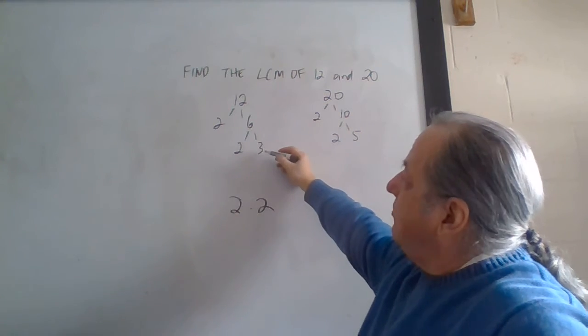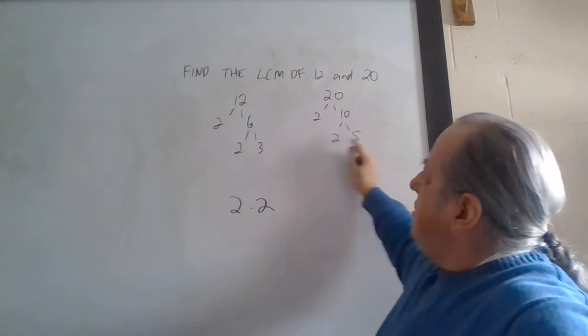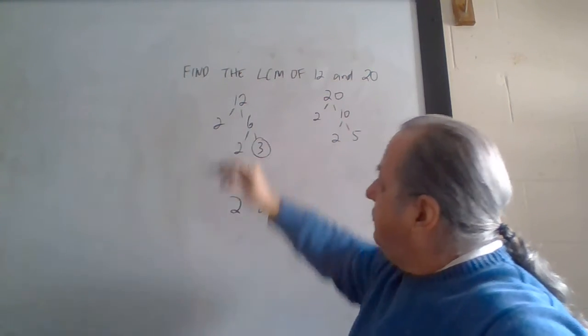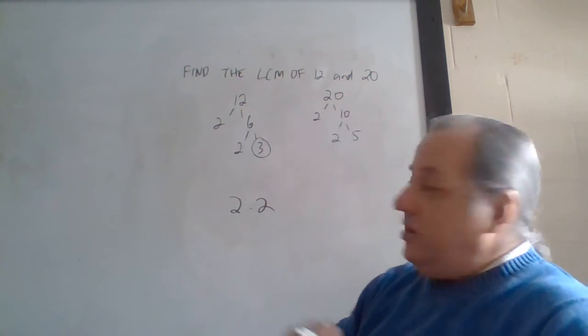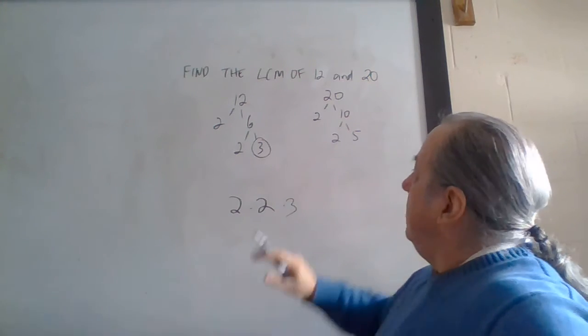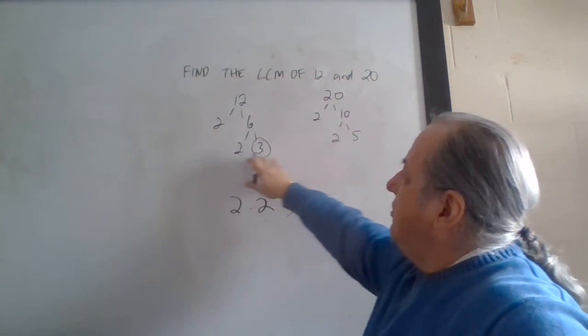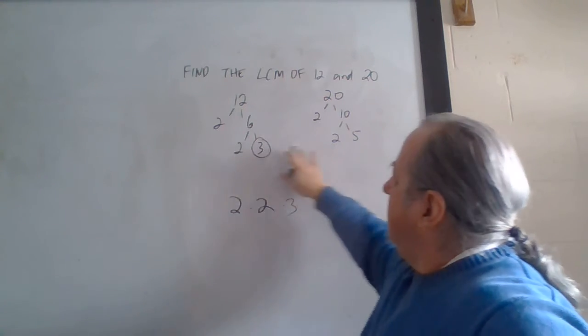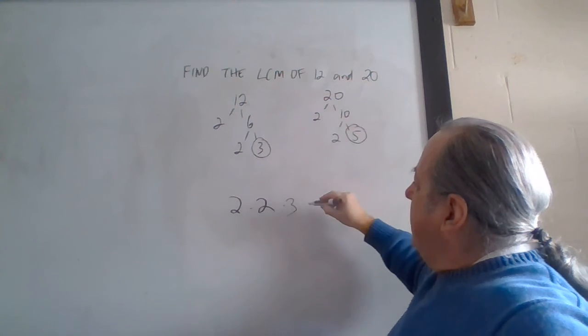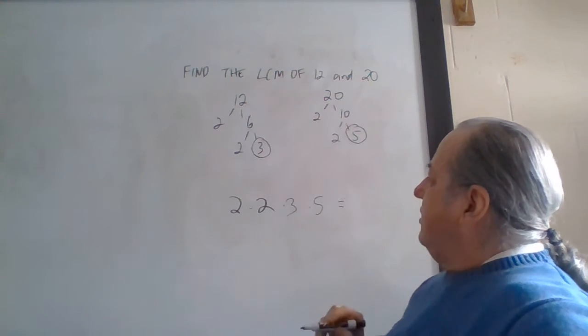If I move on to the number 3, there's 1 3 here. There's 0 3's here. So the biggest number of 3's in either tree is one of them. So I'll use that one. And then I have a 5 here. No 5's here. So this is the biggest number of 5's in either of the trees, just 1 5. But I'll use that as part of my answer.